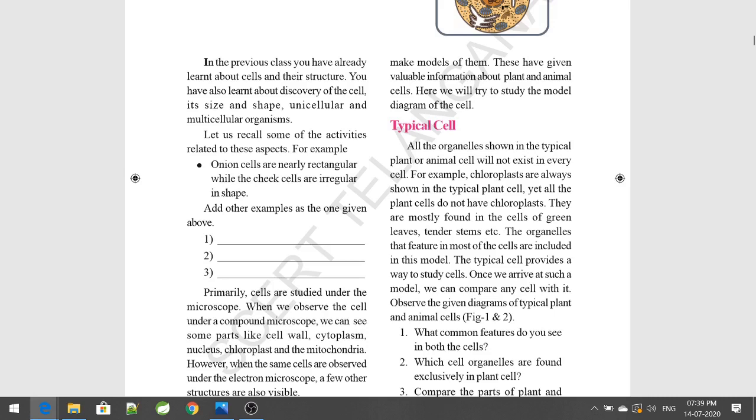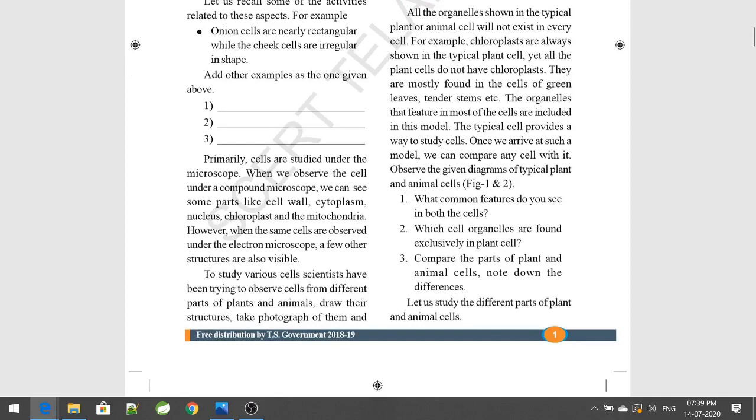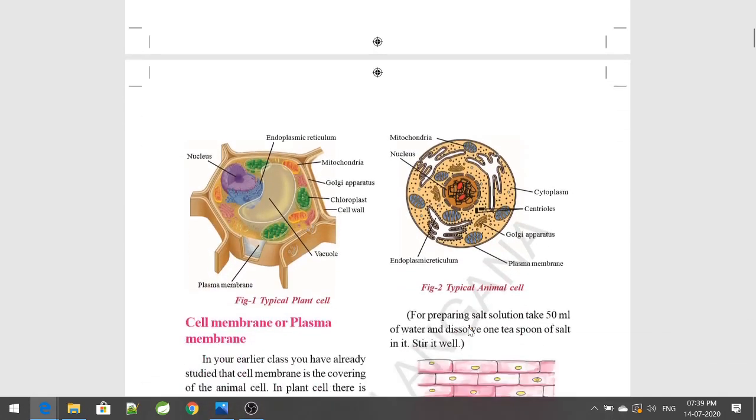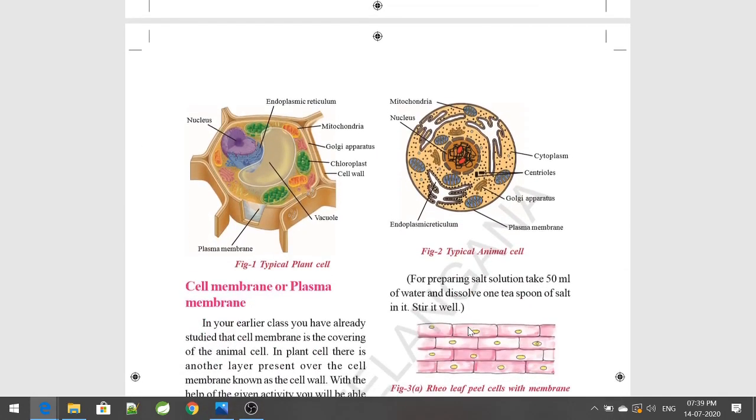The typical cell provides a way to study cells. Once we arrive at such a model, we can compare any cell with it. Observe the given diagram of a typical plant and animal cell. So let's see the differences between a plant cell and an animal cell. This is how we draw a plant cell and an animal cell. So what are the differences and what are the similarities?